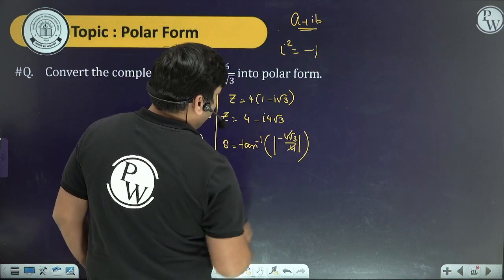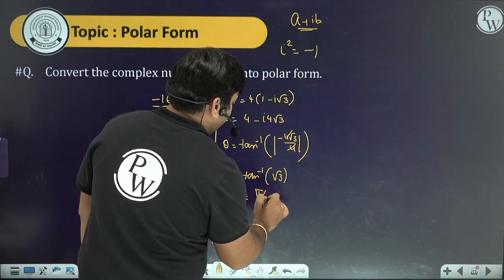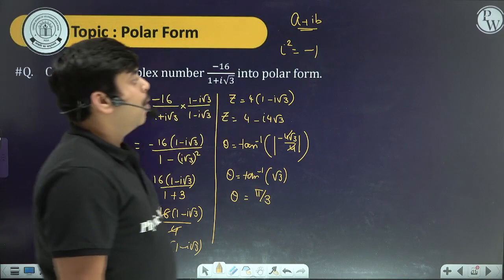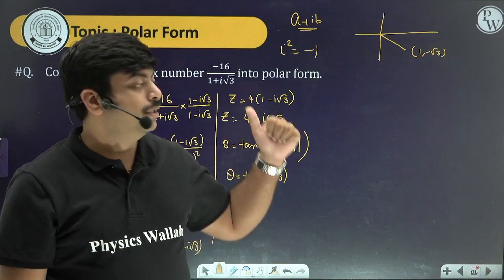Theta is equal to tan inverse of root 3. That will give you theta is equal to how much, people? Pi by 3. But that's not correct. In which quadrant is it? 1 minus i root 3, that is 1 comma minus root 3, will be in the fourth quadrant. A real positive and imaginary negative comes under the fourth quadrant. So in the fourth quadrant, I told you the angle will be minus theta.